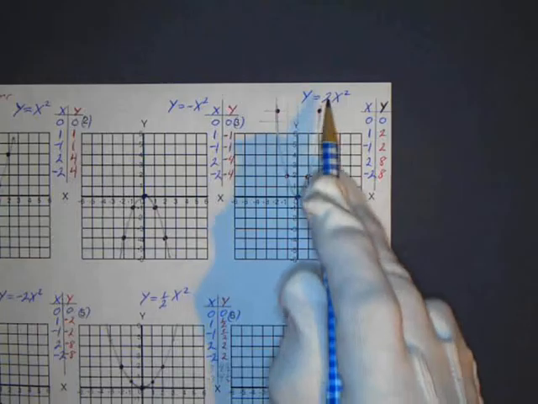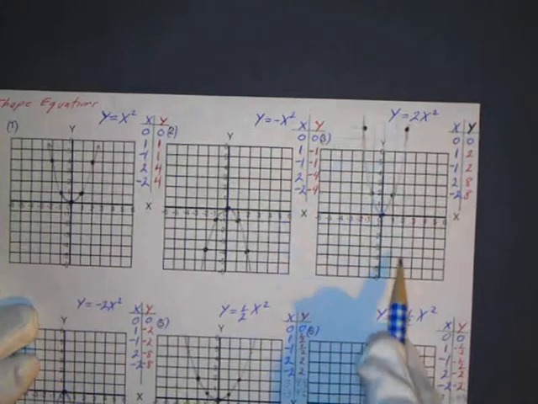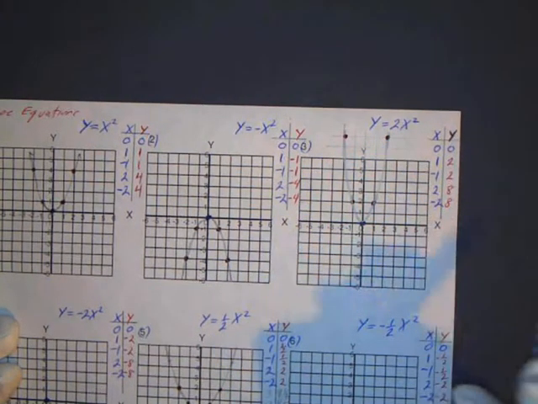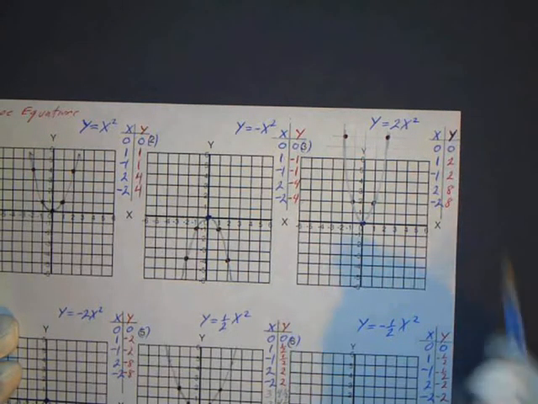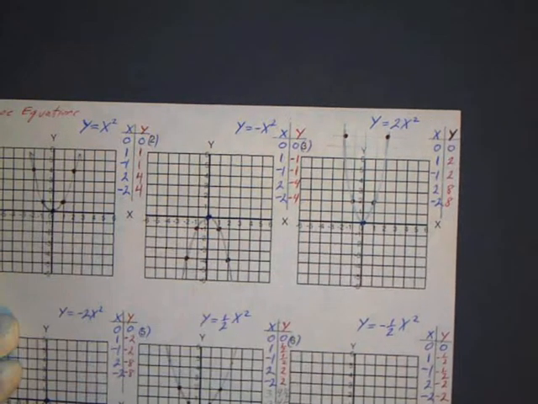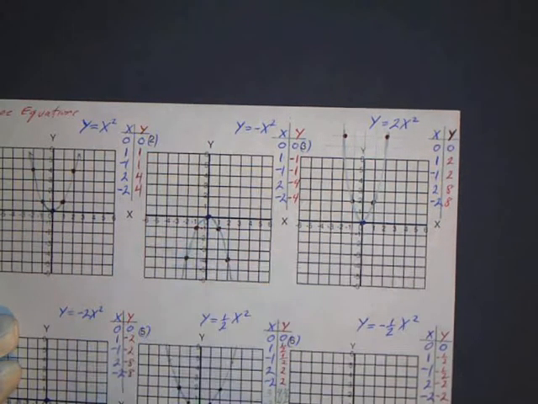Now notice that when we put a 2 in front of this parabola, rather than x squared, the 2 makes it a little bit skinnier. And what we do is we say that the 2 stretches it vertically. Okay? So these are all basic shape equations, and you're going to be familiar with these values because you're going to use them over and over when we graph parabolas that have a vertex that's not 0, 0. All these parabolas, the vertex is at 0, 0.